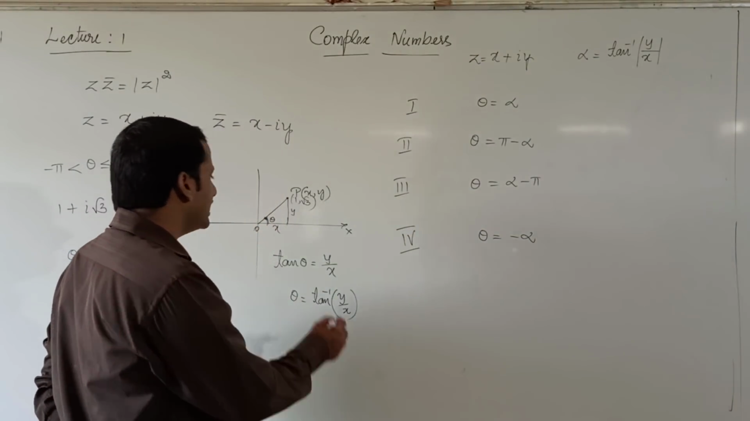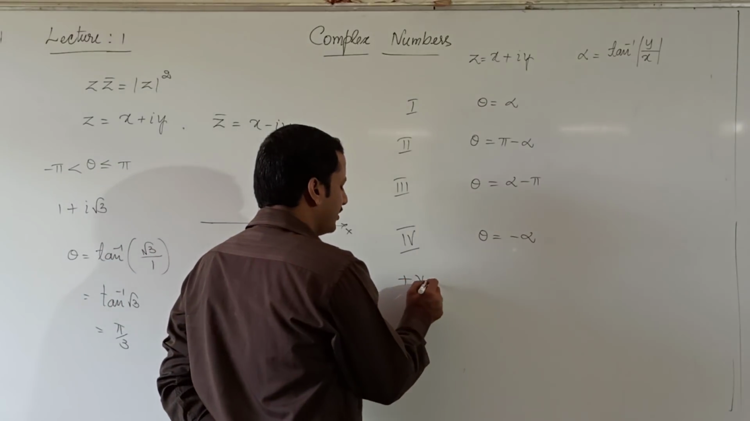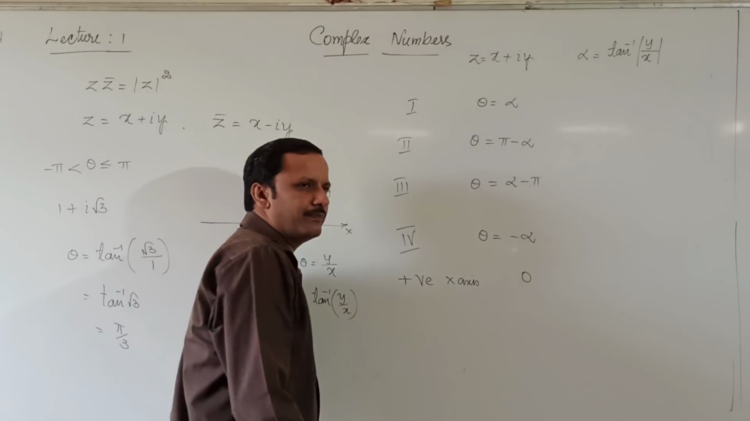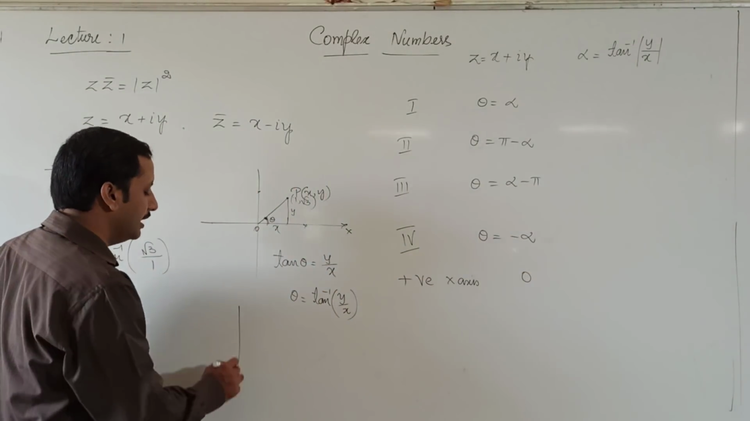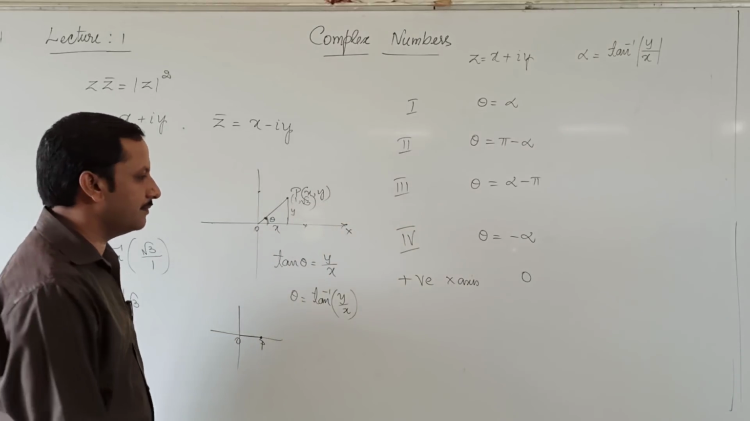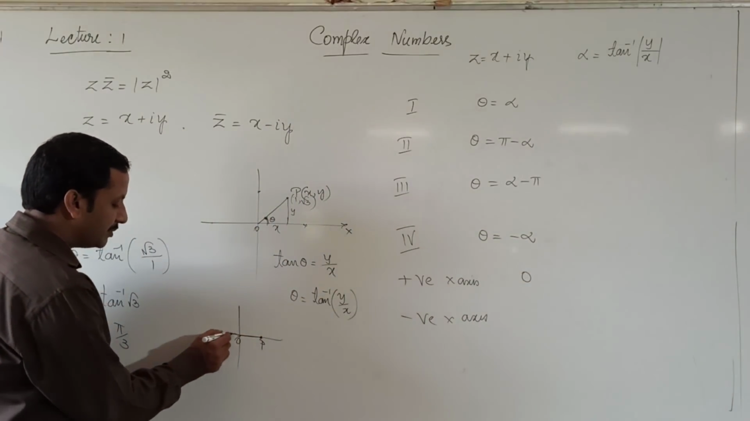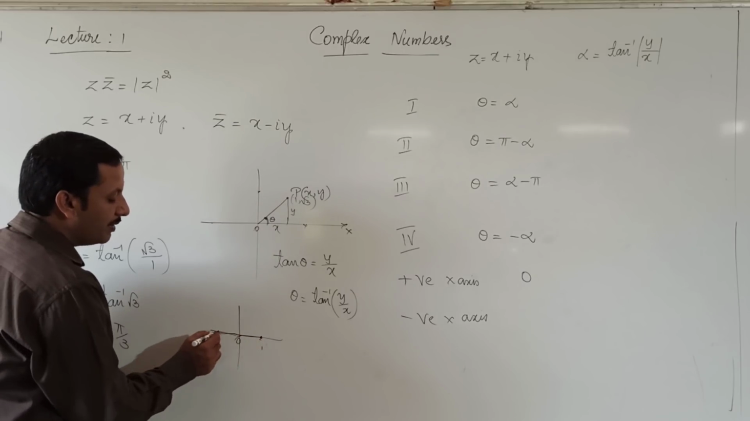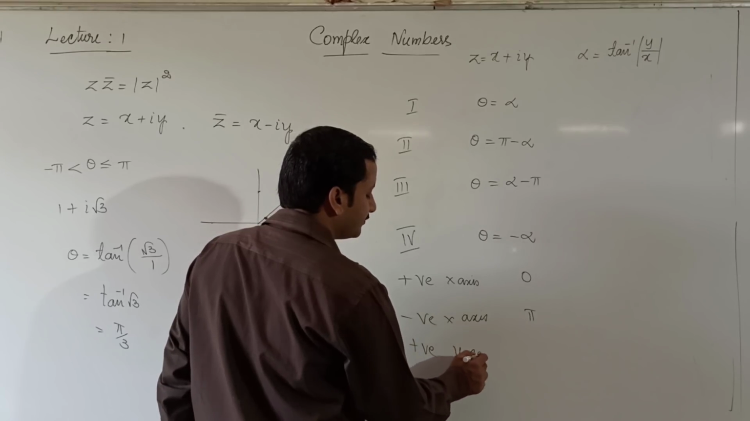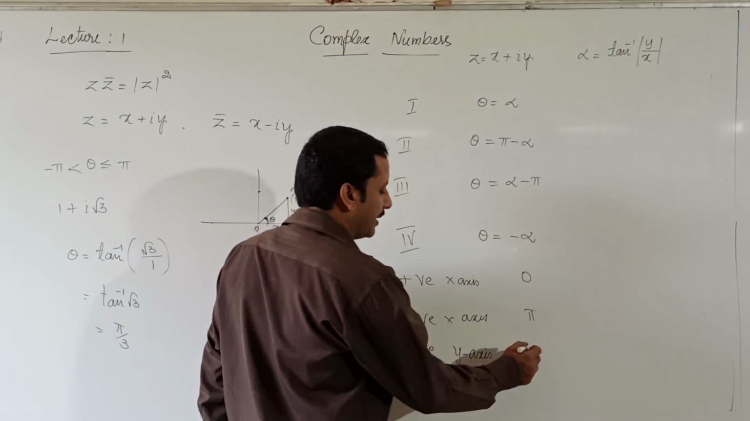Now, other than the quadrants, it may lie on the positive x-axis, positive y-axis, negative x-axis, negative y-axis also. So, if it lies on the positive x-axis, then the amplitude is 0. Theta is equal to 0 because if the complex number lies on the positive x-axis, I call this P, then the angle made by OP with the x-axis is 0. Then if it lies on the negative x-axis, P is here, the angle made by OP with the positive x-axis is 180, which is pi. Then if it lies on the positive y-axis, then the amplitude is obvious, pi by 2.